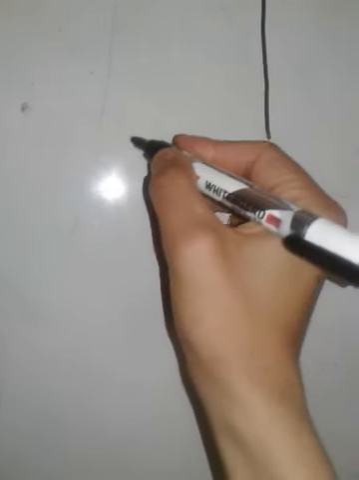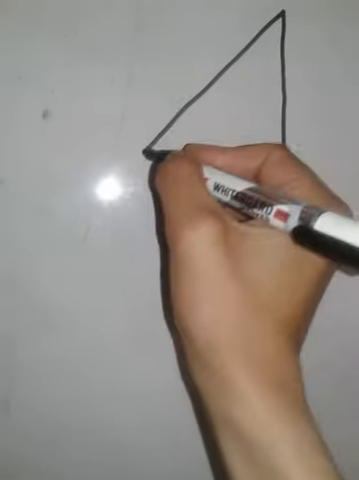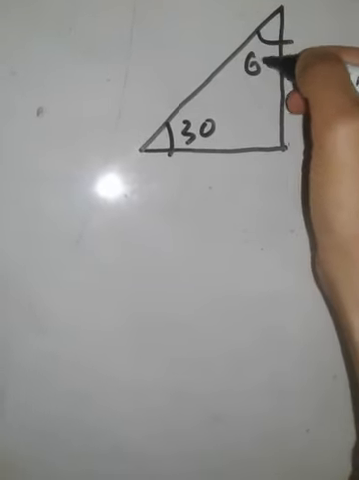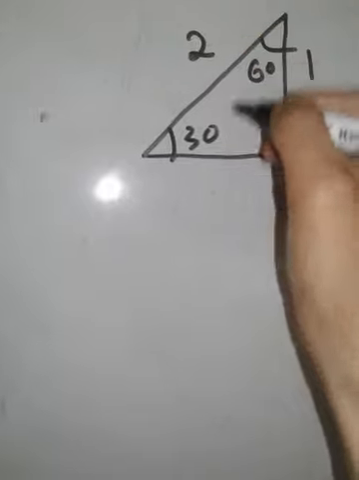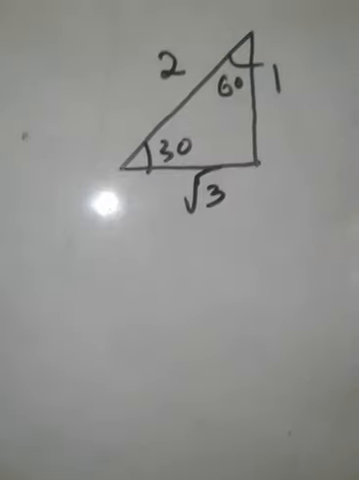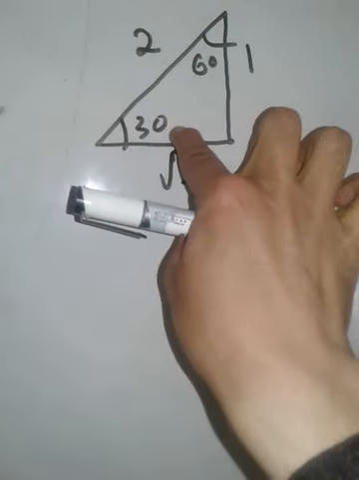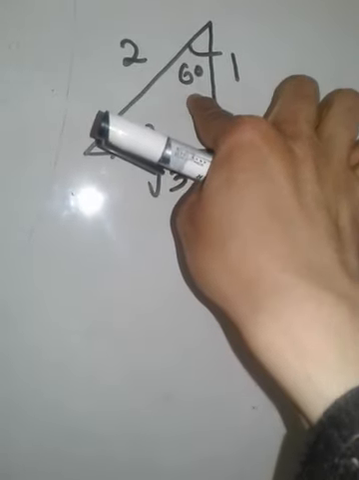Now, to remember the ratios of these angles in a short way, look what we will do is just make a triangle. This is your triangle. Keep here 30, keep here 60, keep here 1, keep here 2, keep here root 3. Now you can find the 6 ratios of 30 and the 6 ratios of 60.